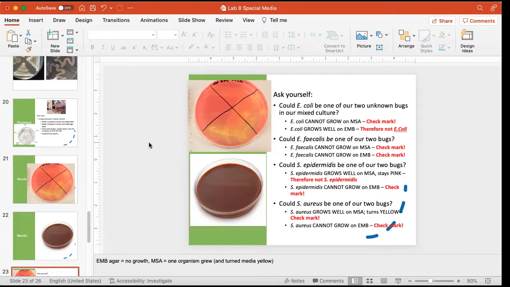This is the point where you have to work through bug by bug, bacteria by bacteria, and check off whether or not you think they're in the culture. And that's what I've done here for us. I've summarized it here for us. Could E. coli be one of our two unknown organisms in our mixed culture? Remember, one of our organisms didn't grow on MSA. E. coli would not grow on MSA, would it? If E. coli was one of my mystery bugs, I wouldn't expect it to grow on MSA because MSA selects for Staphylococcus. One of my bugs did not grow on the MSA plate.